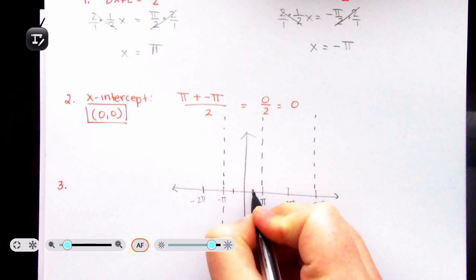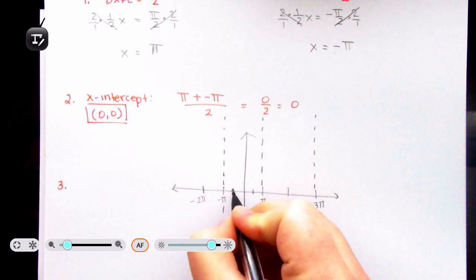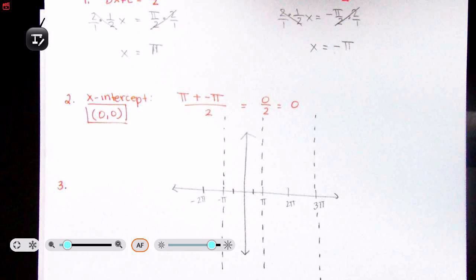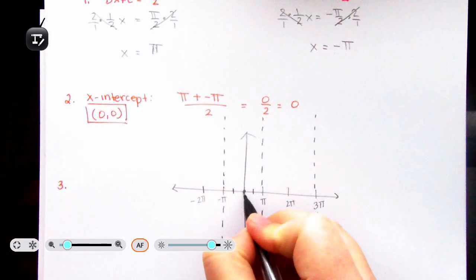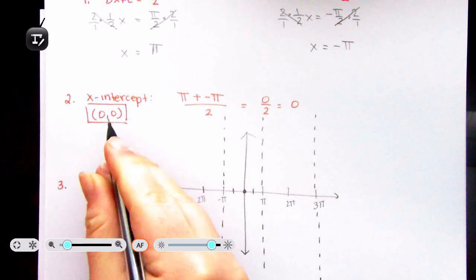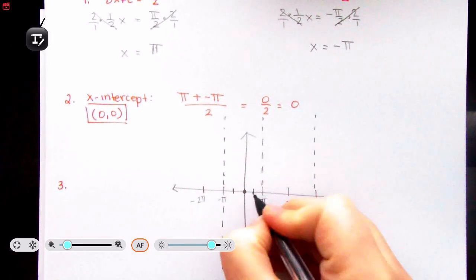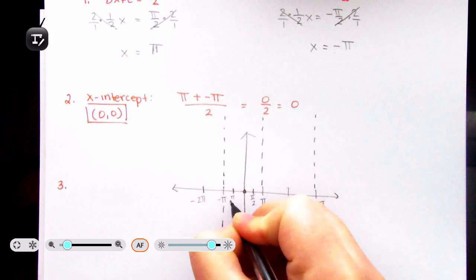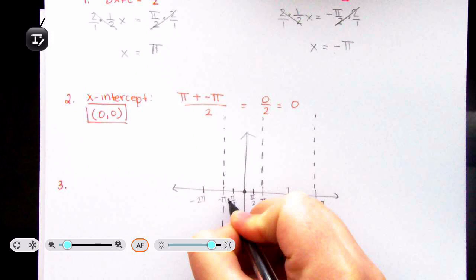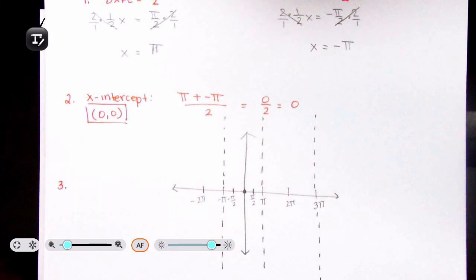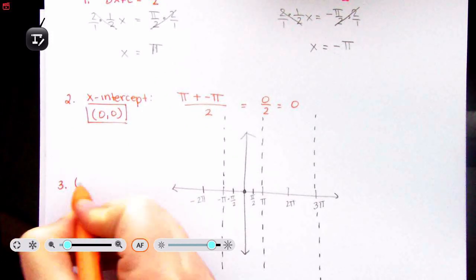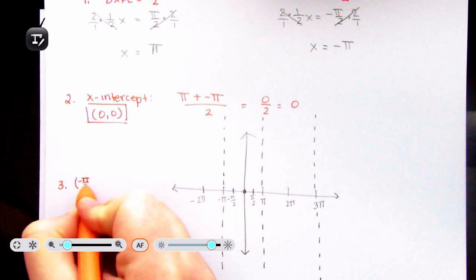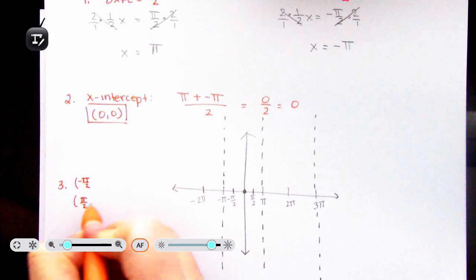Okay, and so for step number 3, it's asking us for what is the distance that is 1/4 of the way and 3/4 of the way. So we want to know what this distance is, and we want to know what this distance is. Visually, it's easier for me to see. I can see that this is going to be 0, 0, because I know my x-intercept is at 0, 0. We know that from step number 2. So then this right here is going to be pi halves, and this right here is going to be negative pi halves.